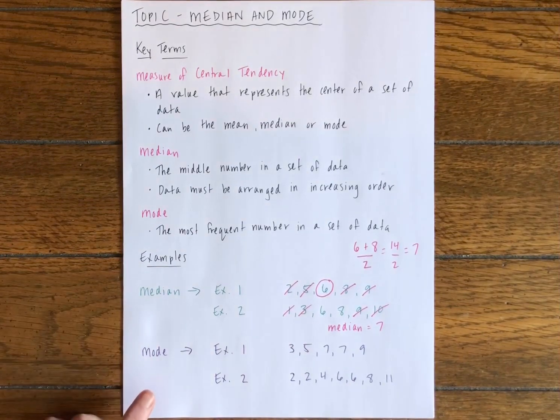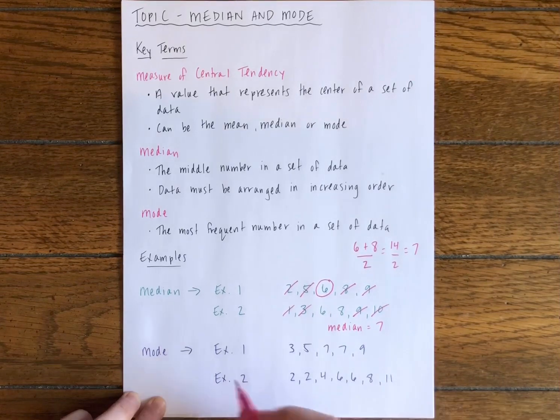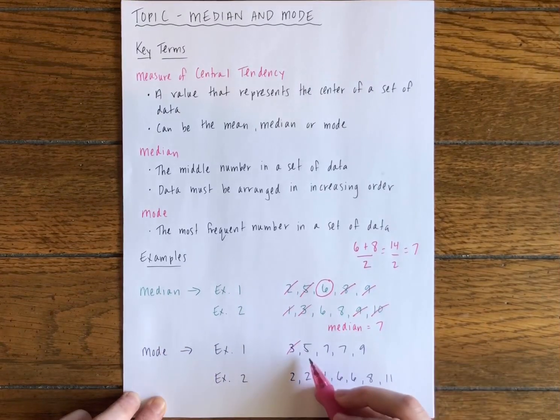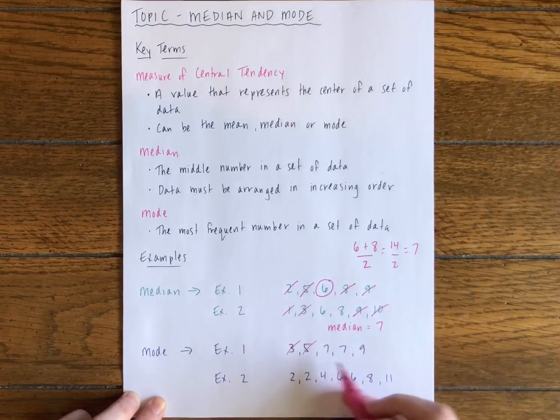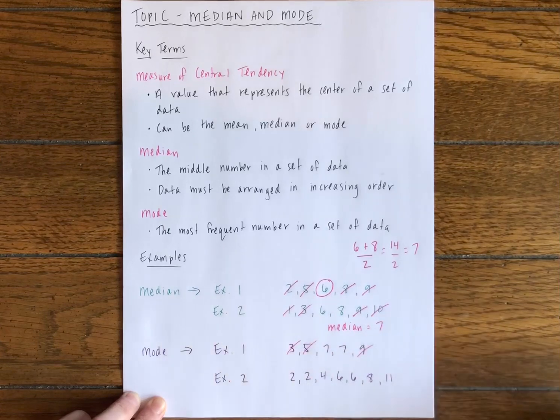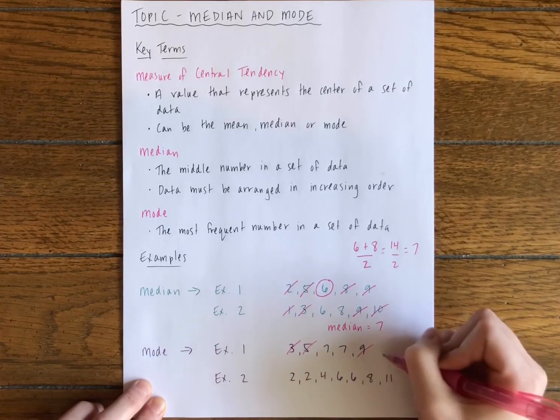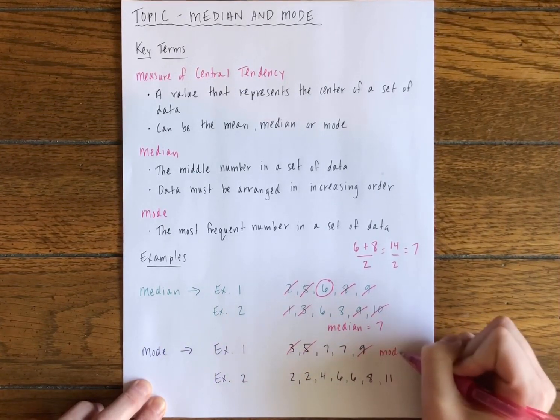Next, we're going to move on to mode. So we'll take a look at 2 examples. Remember, mode is the most frequent number in a set of data. A set of data may have no repeating numbers, so we'll have no modes. What you're going to do is just cross off the numbers that don't repeat. So in example 1, 3, we don't see any other 3s. 5, no other 5s. We have 2 7s and just 1 9, so cross off 9. So then 7 is going to be our mode.